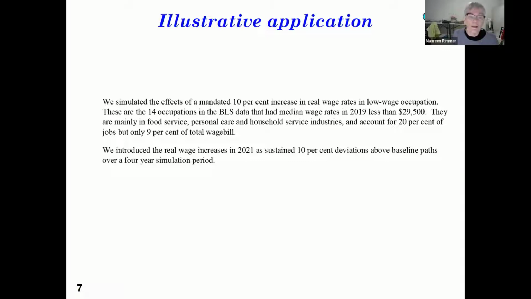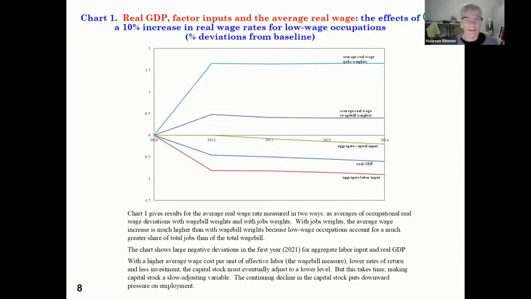There are 14 occupations in the BLS data that had a median wage rate of less than 29,500. They are mainly in food service, personal care and household services industries, and they account for 20% of the jobs, but only 9% of the wage bill. So we introduced a real wage increase for these workers in 2021 as a sustained 10% deviation from the baseline over a 4-year simulation period. We won't be able to go into the detailed occupation results, but we'll give some summary results.